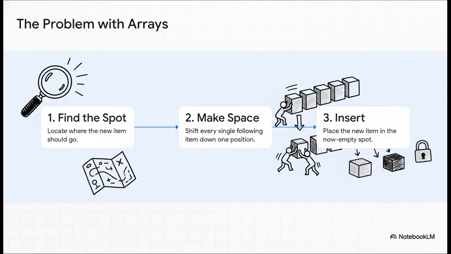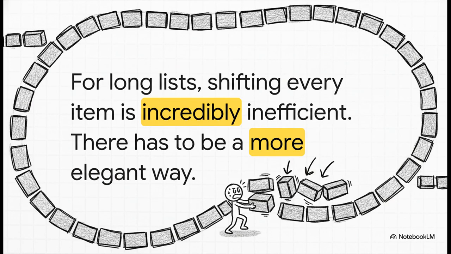With a standard list, what a programmer would call an array, inserting something is surprisingly clumsy. You have to find the spot, and then you have to physically move every single item that comes after it, one by one, just to make a little bit of room. Now, for a short list, hey, no big deal. But just imagine your music playlist with like thousands of songs. If you wanted to slot in a new track near the top, that would mean the app has to shift thousands of other songs just to make space. But it feels instant, doesn't it?